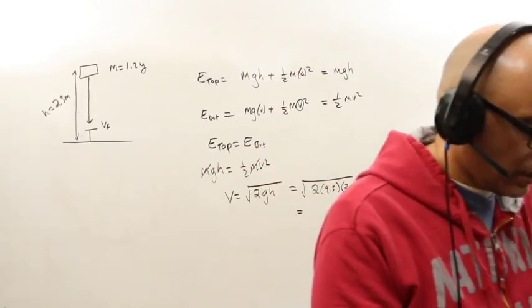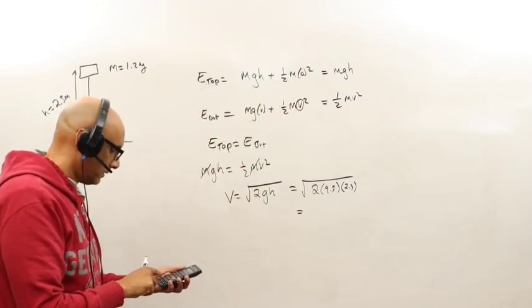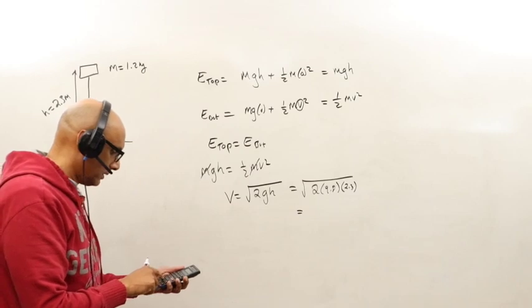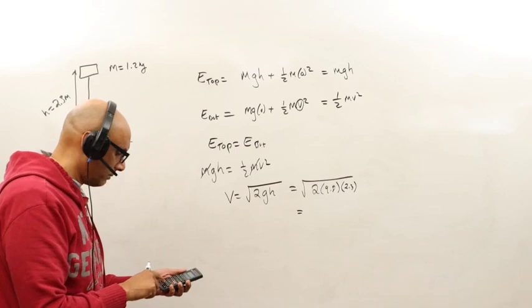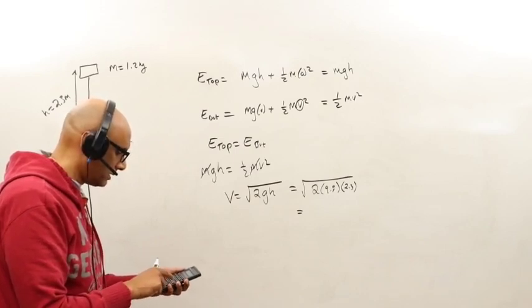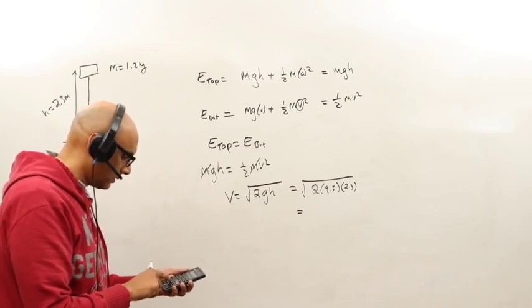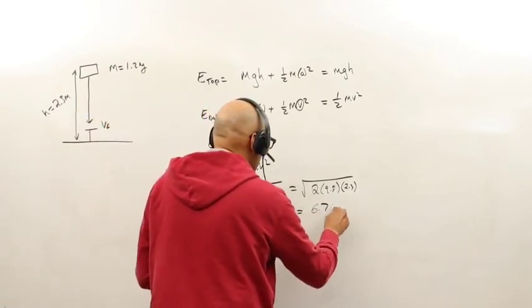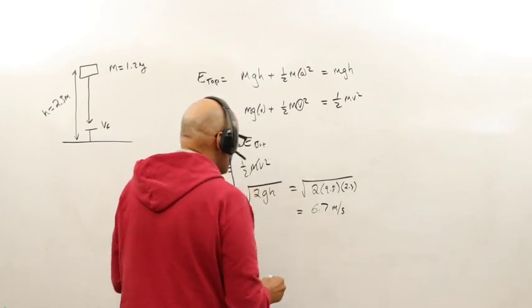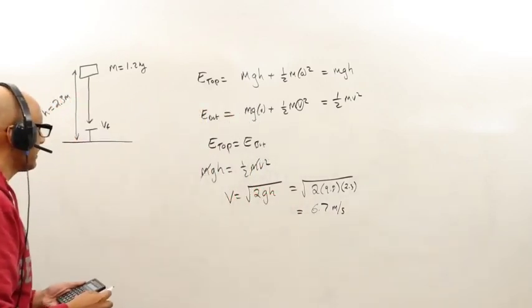Let's bring out our calculator. 2 multiplied by 2.3 multiplied by 9.8 equals, then x to the 0.5, and we get 6.7 meters per second. So this is the speed that it's traveling just before it impacts.